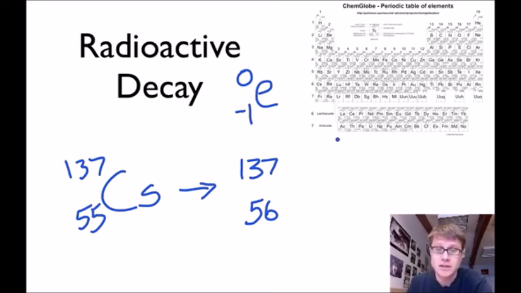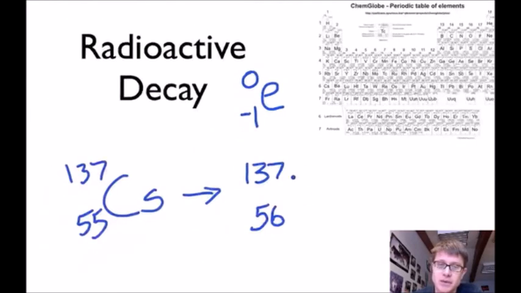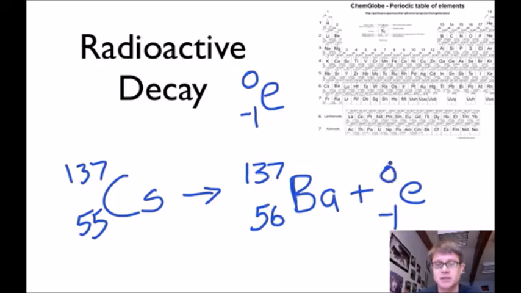Well, we'd have to find cesium on here. Cesium is 55. Okay, so here's cesium right here. Cesium is 55 on the periodic table, but since we're gaining 1 proton, that actually becomes barium. And so this is going to become barium-137 plus that electron, which has a -1. And so we call this beta minus decay.